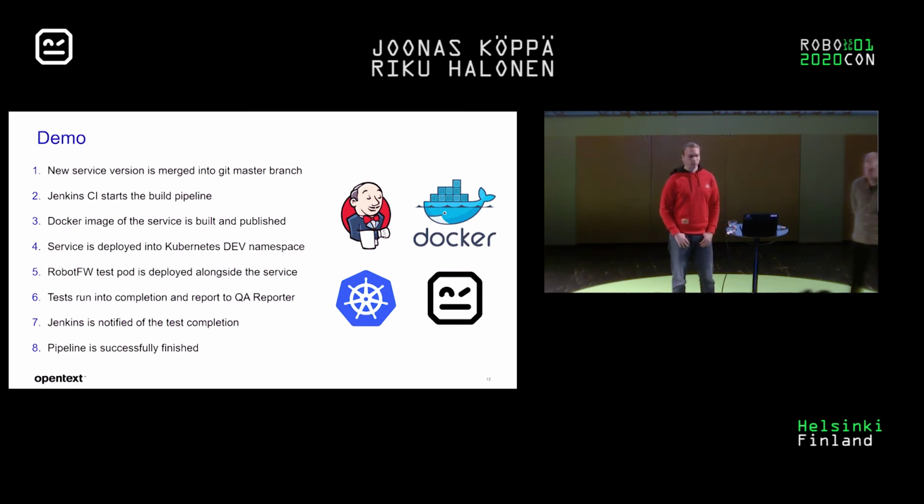The next thing, it will start that Robot Framework test job alongside the service to test it. Tests will run to completion and report back to QA reporter and also notify Jenkins about the test completion. And the pipeline will be successfully finished. So let's get on with the demo.